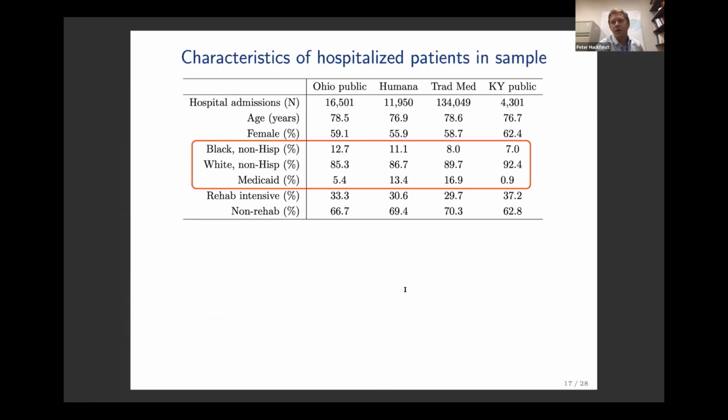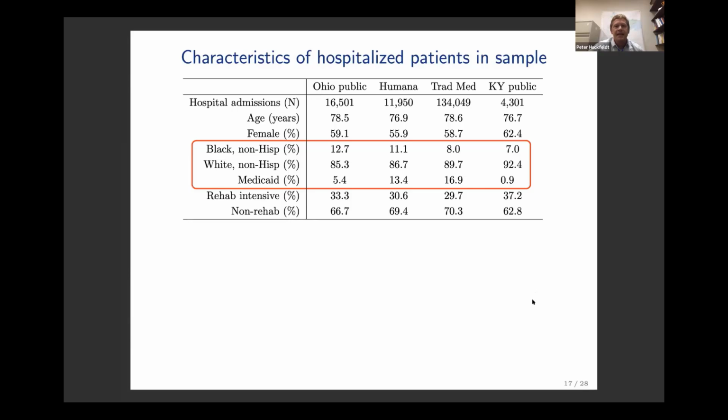Okay, so this table is just showing the characteristics of hospitalized patients in our sample across the Ohio public retirees, this is our treatment group, this is our first comparison group, our second comparison group, and our Kentucky third comparison group. And what you see is that along the measures we can observe, these groups are pretty comparable in terms of age and gender.